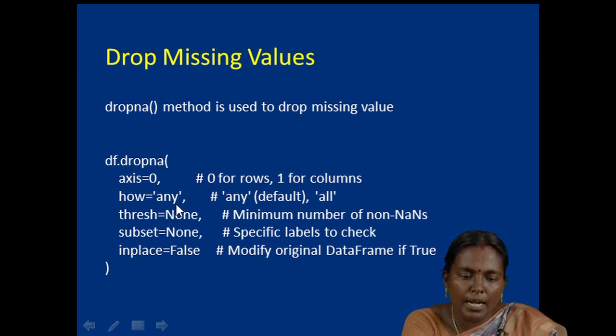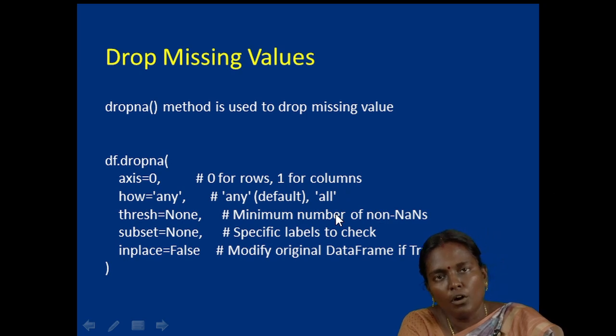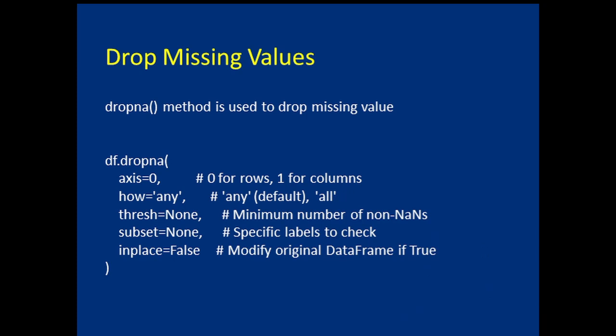And the next parameter is how. Here I have given how is equal to any. This will be the default, and I can also use how is equal to all. When I use how is equal to all, it will drop the row which has all columns having missing values.